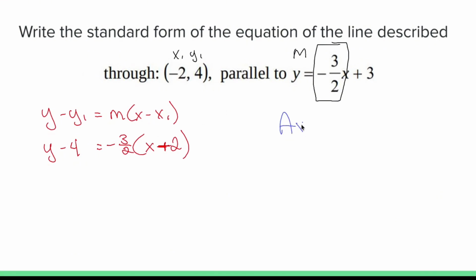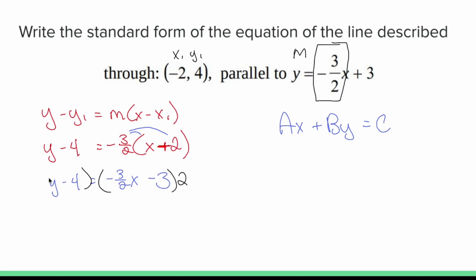And now it's a matter of making this standard form. Standard form is ax plus by equals c, no fractions allowed. So what I'll do is distribute -3 over 2 on the right side, so the left side doesn't change. The right side is -3 over 2x, and then -3 over 2 times positive 2 is going to be -3. Now again, fractions are bad. So what I can do right now is multiply everything by 2, and that'll eliminate the 2 denominator right there.